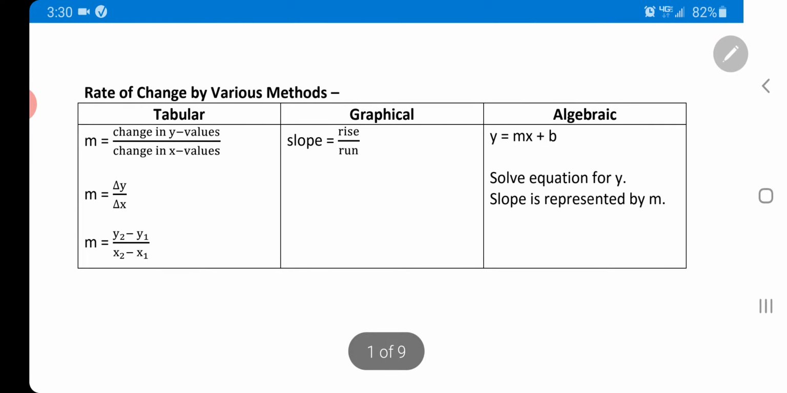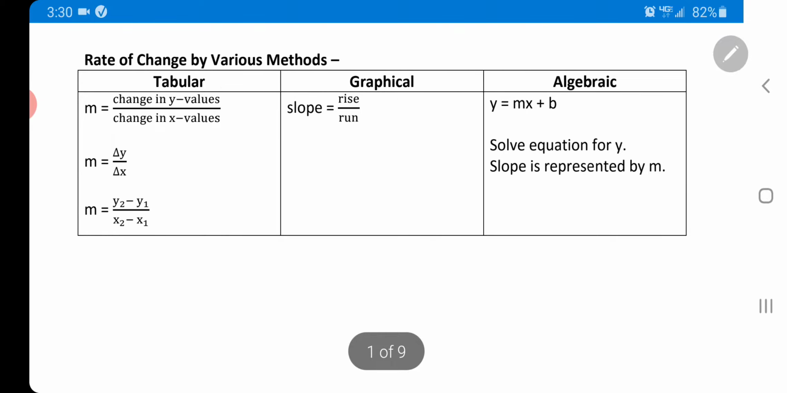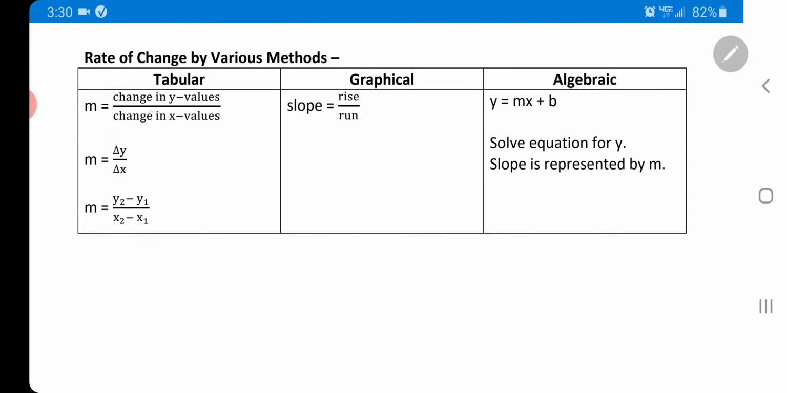So we've got our different methods of finding the rate of change. You've got your tabular method, which is the change in y values over the change in x values. That can also be represented with m equals, see this triangle y, the triangle means change in, so change in y over the change in x. Or we can write it as m equals y2 minus y1 over x2 minus x1. Don't let these y2, x2, or y1, x1 confuse you. They're just naming points. We'll look further into that as we go through this lesson.